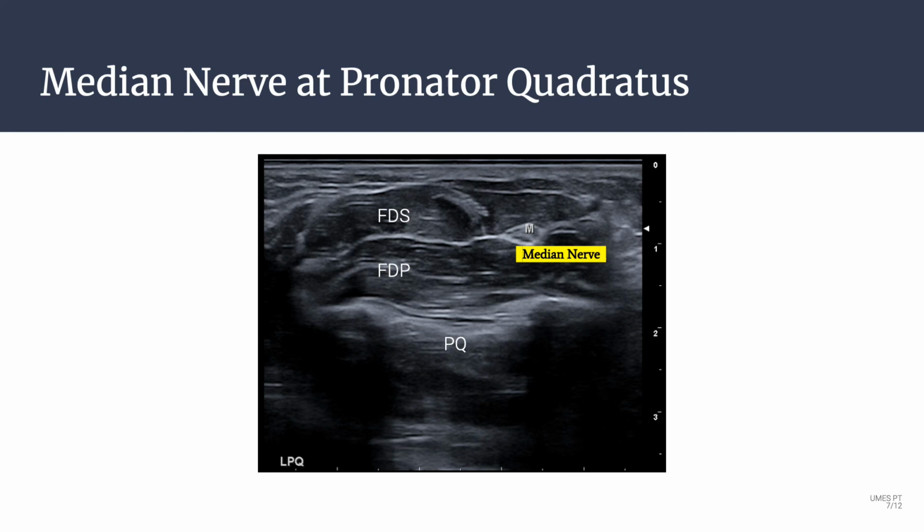Here you have an ultrasound image of the median nerve at the pronator quadratus. You have the flexor digitorum superficialis and the profundus, and then the pronator quadratus, that's the deepest part of the image. So the median nerve is going to move from superficial and get deeper in the forearm, and you see that it is more hyperechoic than in the carpal tunnel.